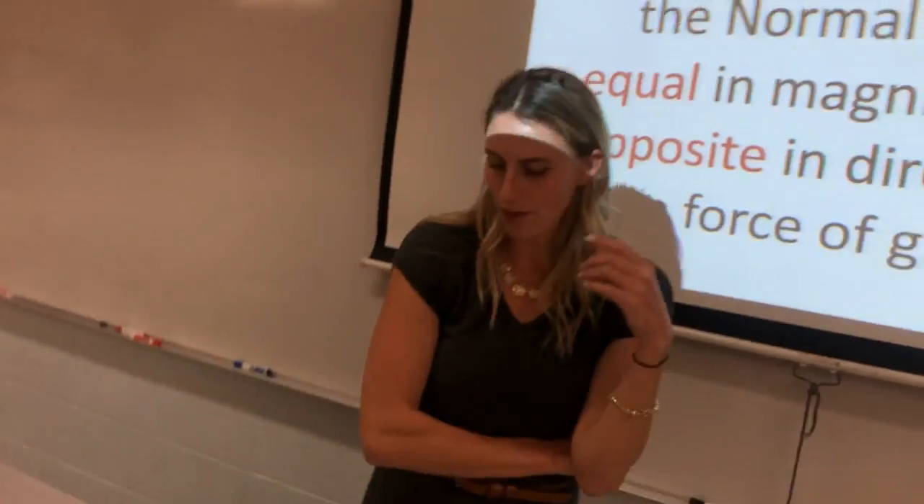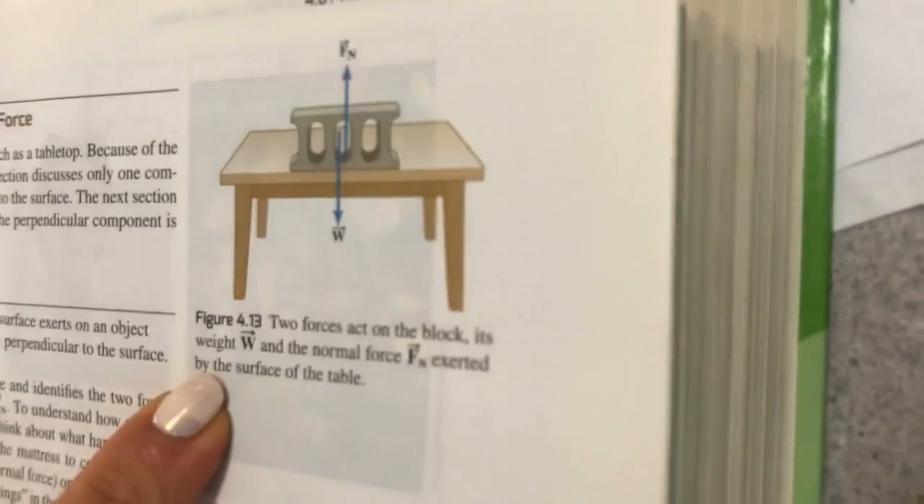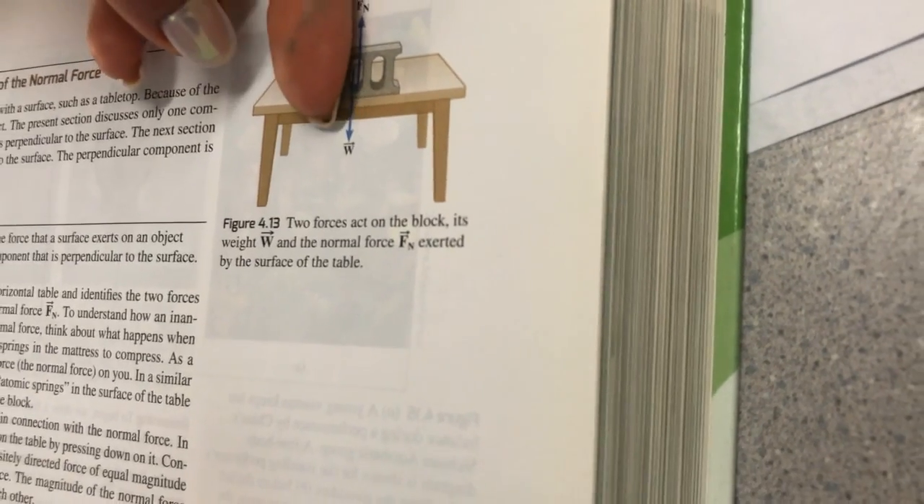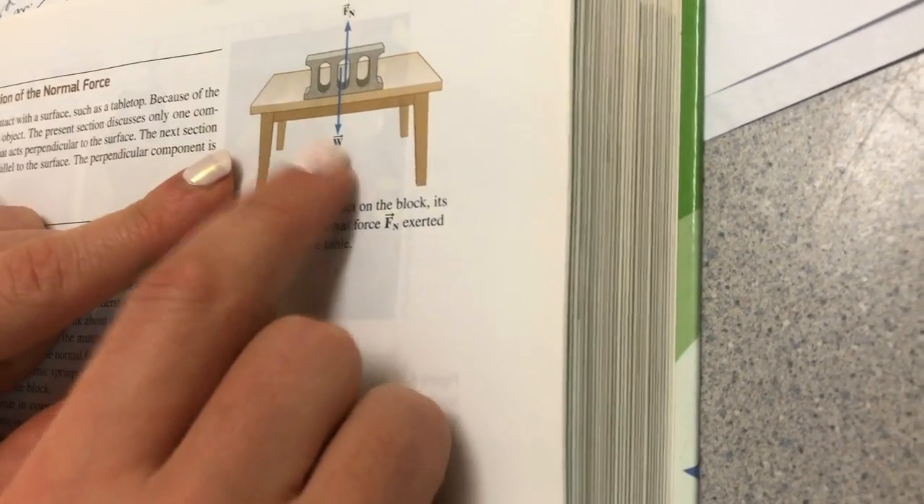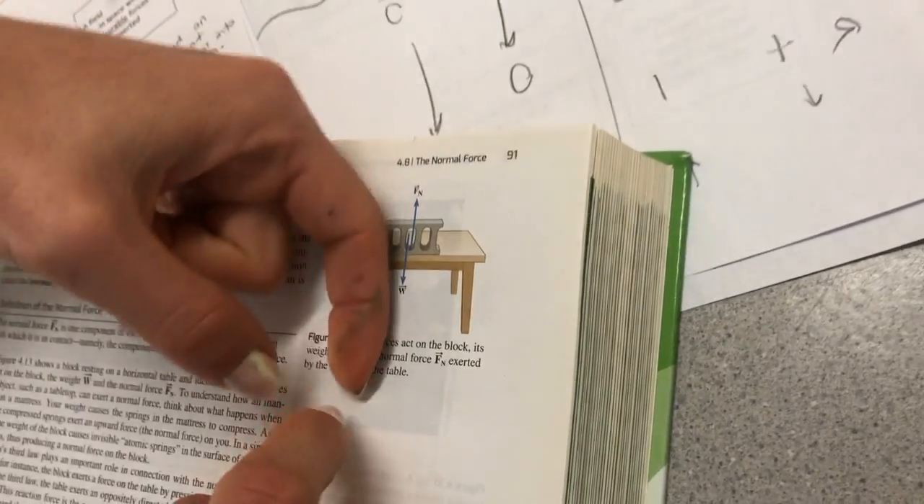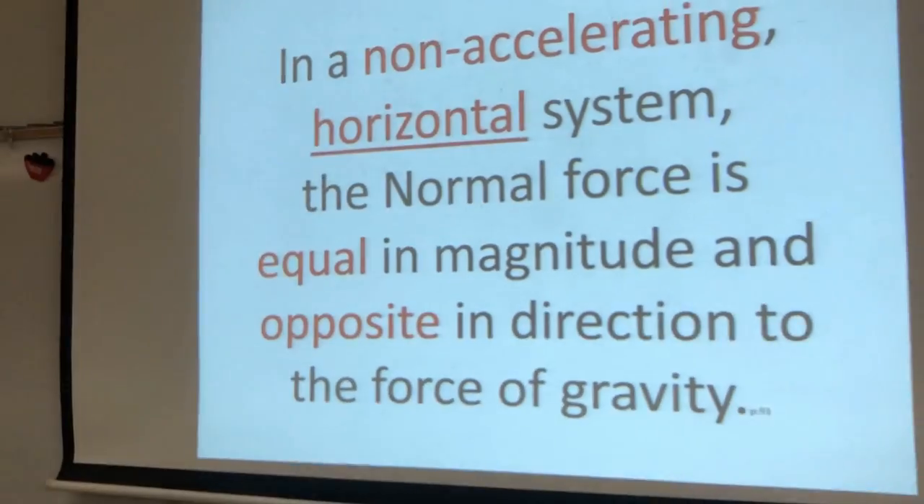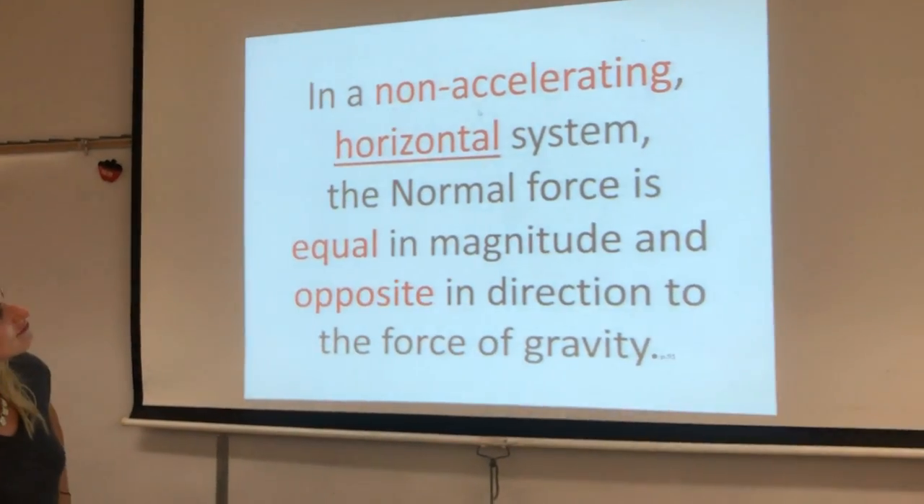Let's go take a look at the book now. Page 91. Okay, so here we have this table, and we have two forces acting on this block. We've got the weight, or the force of gravity, same thing, pulling down, in this case because we're on Earth, and then we have the normal force pushing up. You can see that they are equal in magnitude but opposite in direction, yes? Beautiful.